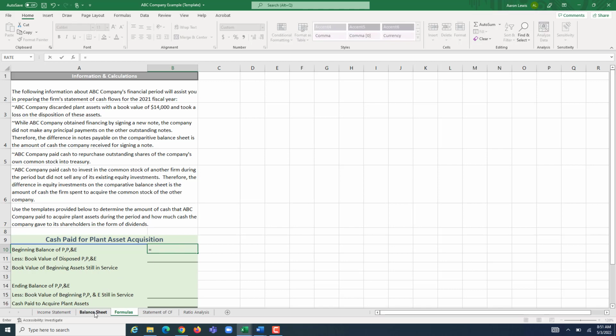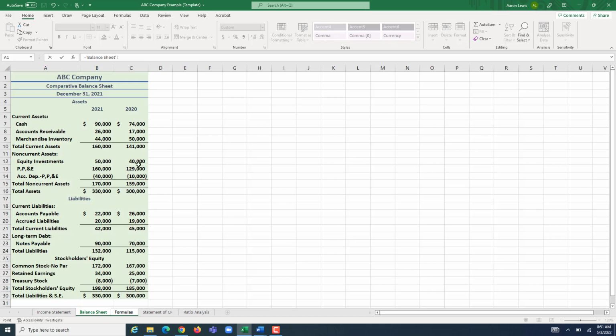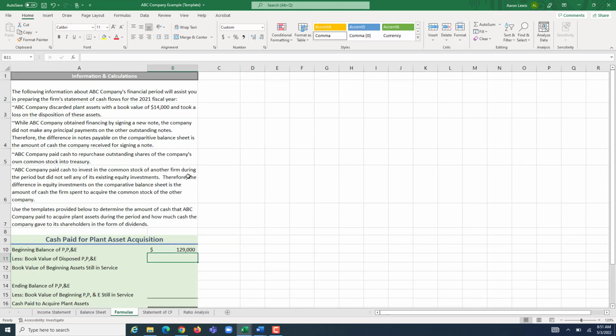Well, I'm going to go over to the balance sheet, and I'm going to see that at the end of 2020, we had $129,000. Well, if we had $129,000 of plant, property, and equipment when the 2020 business year ended, we must have had the same amount when the 2021 business year began. Whatever we had in PP&E on December 31st, 2020 is going to be exactly the same amount that we had on January 1st, 2021. So I'm going to start by bringing that $129,000 over.